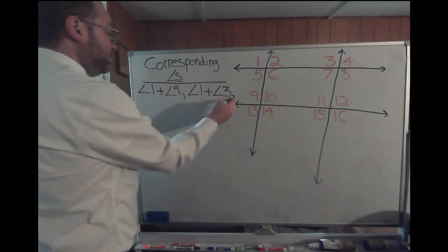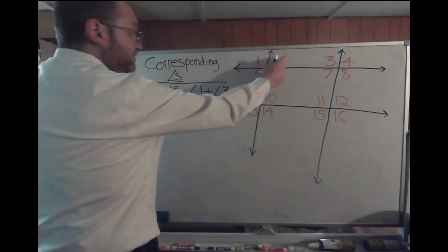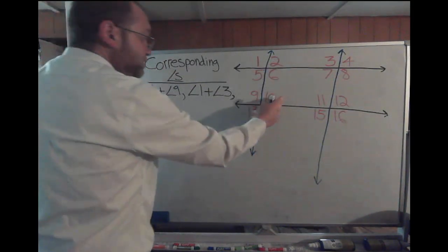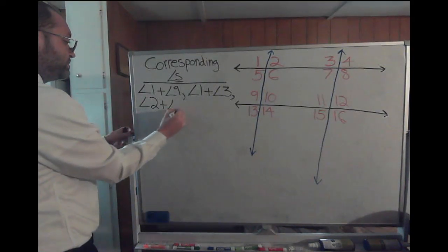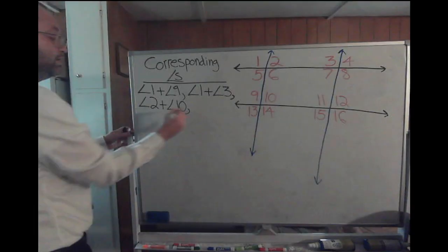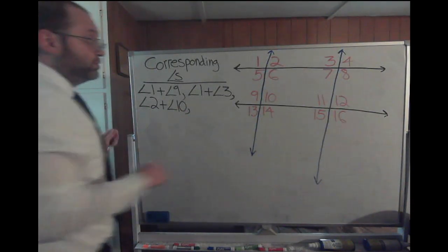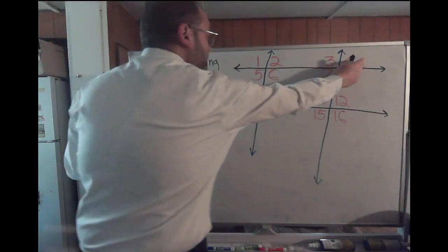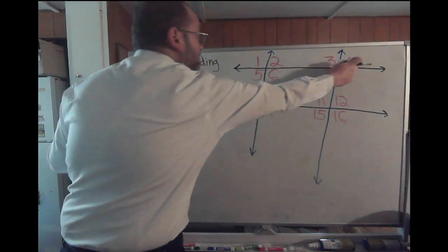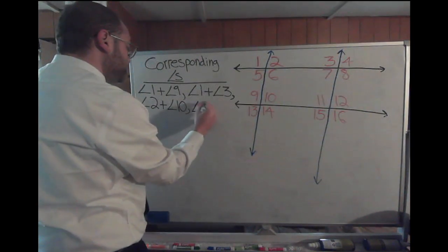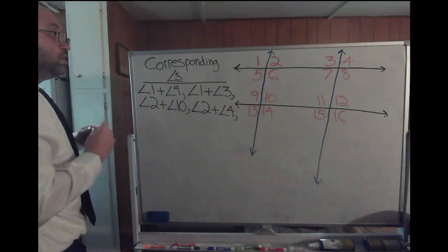Angle 1 and angle 3. Okay, what about angle 2? Angle 2 is in the top right of the first intersection of the lines. Well, so is angle 10. Angle 2 and angle 10 are corresponding angles. They're in the same area. Alright, so then we can also look at angle 2. Angle 4 is in the top right of this line also. Top right, top right. So angle 2 and angle 4 are corresponding angles.